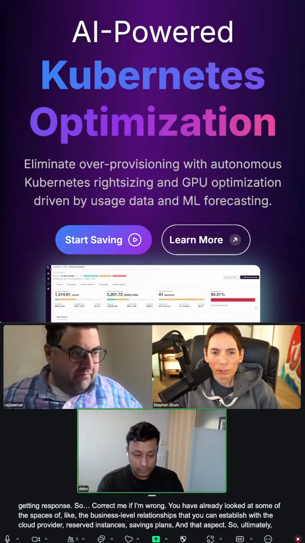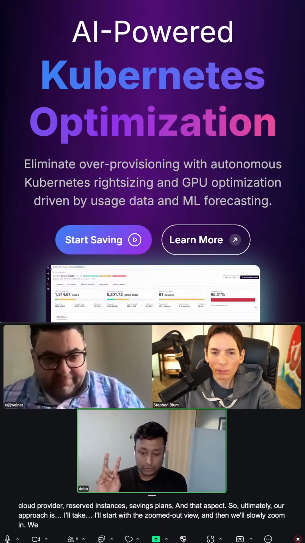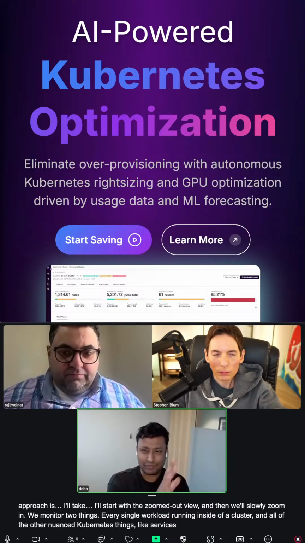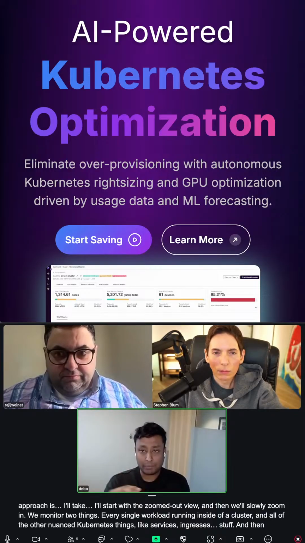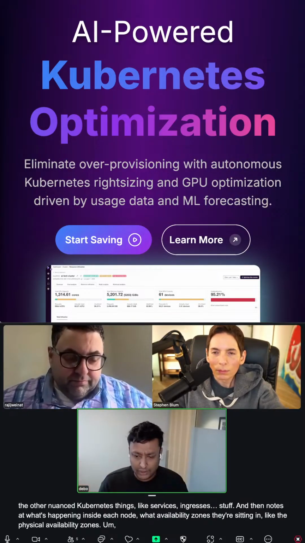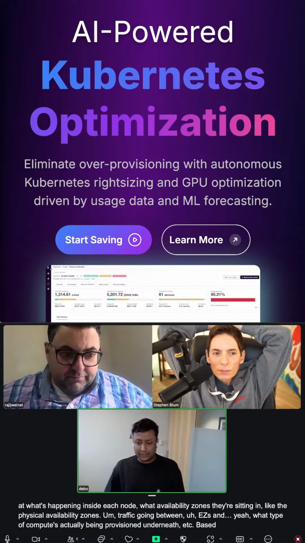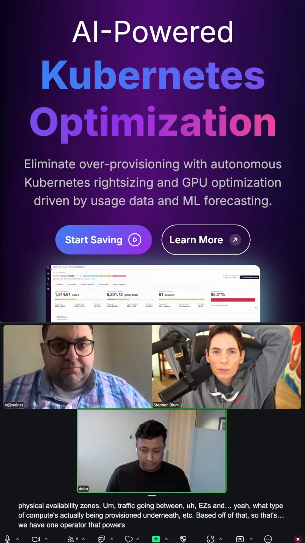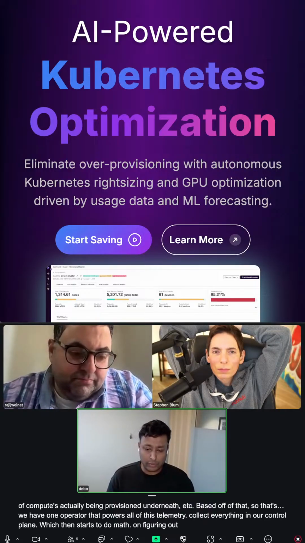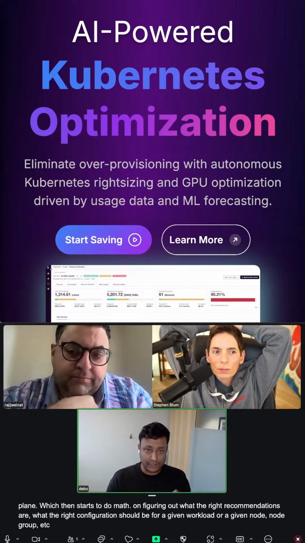So ultimately, our approach is I'll start with the zoomed out view, and then we'll slowly zoom in. We monitor two things: every single workload running inside of a cluster, along with all of the other nuanced Kubernetes things like services and ingresses. And then nodes: what's happening inside each node, what availability zones they're sitting in, the physical availability zones, traffic going between AZs, and what type of compute's actually being provisioned underneath. Based off of that, we have one operator that powers all of this telemetry, collecting everything in our control plane, which then does math to figure out what the right recommendations or configuration should be for a given workload or node group at a certain point in time.